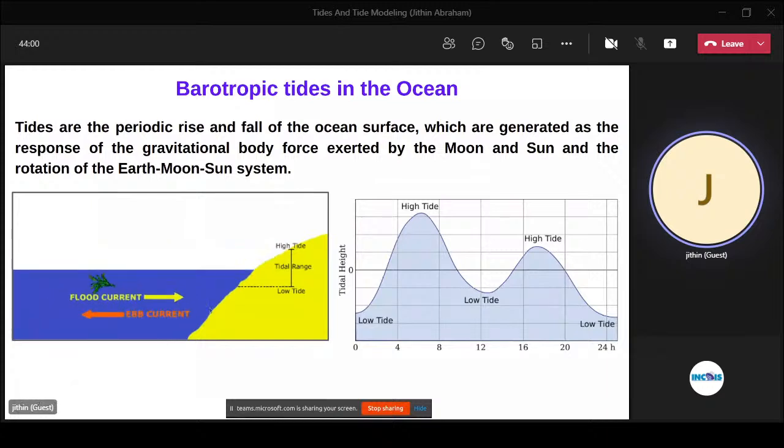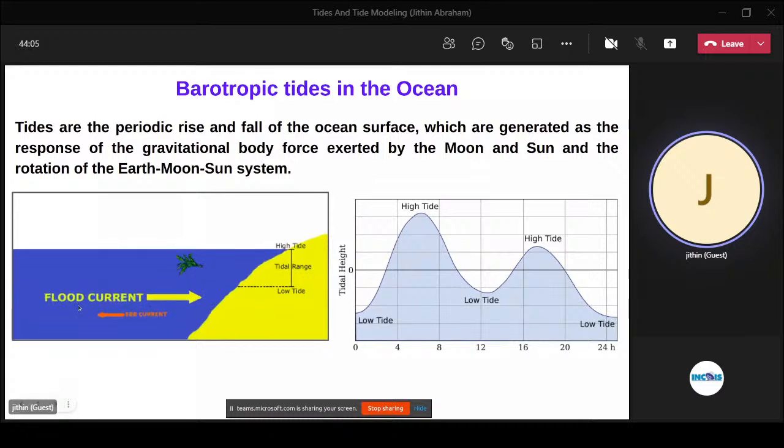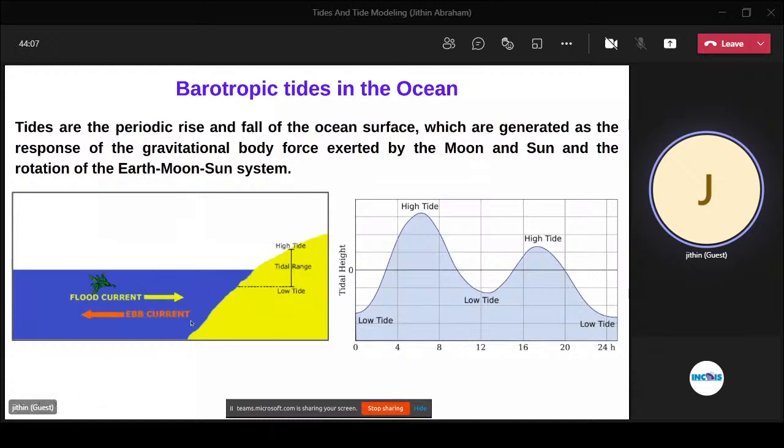When the tidal flow comes to the coast, it is known as flood current, and when it retracts from the coast, it is known as ebb current. This ebb and flood is more clearly visible in estuaries and lake inlets. We can see this very strong movement of flood and ebb current during each tidal cycle.